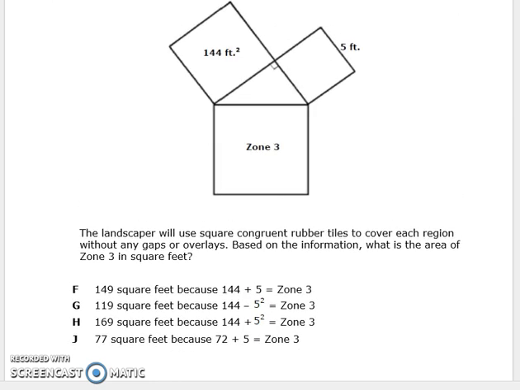F, 149 square feet, because 144 plus 5 equals Zone 3. G, 119 square feet, because 144 minus 5 squared equals Zone 3. H, 169 square feet, because 144 plus 5 squared equals Zone 3. Or J, 77 square feet, because 72 plus 5 equals Zone 3.